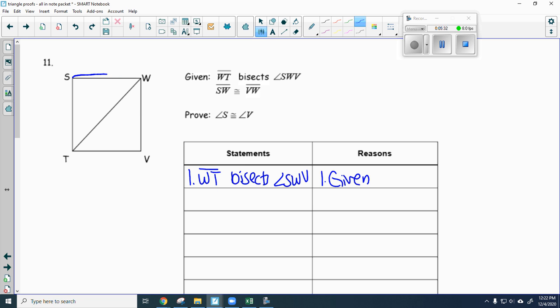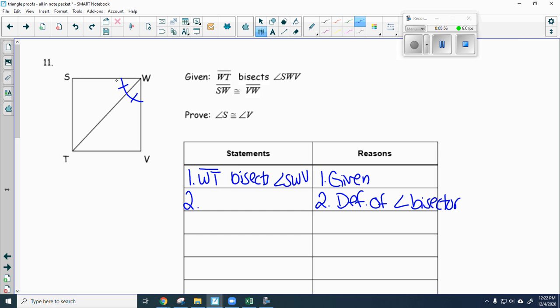SWV, take your pencil from S to W to V. It's this whole big thing here. So we are going to cut this whole big angle in half, but as soon as you put those tick marks there, that needs to show up in the proof itself as well. We are going to use the definition of an angle bisector. We know that that means to cut the angle in half into two congruent pieces.